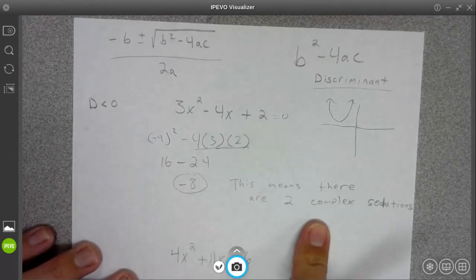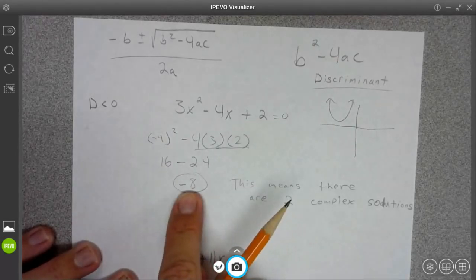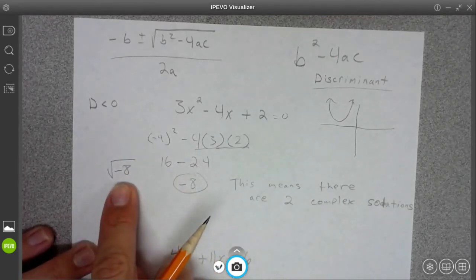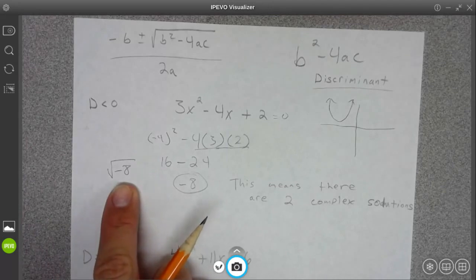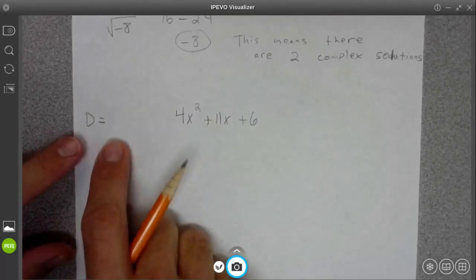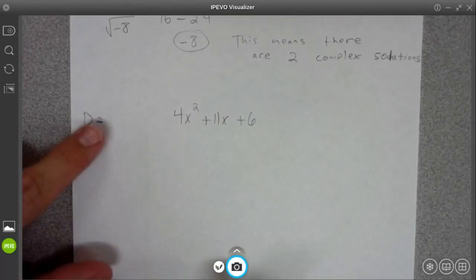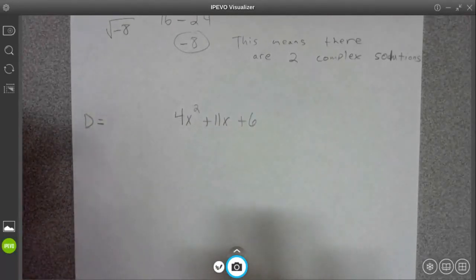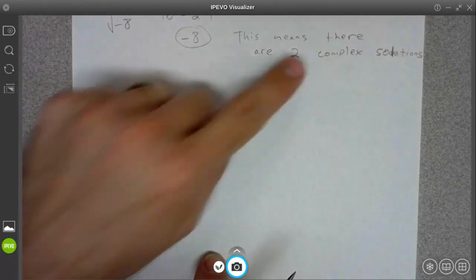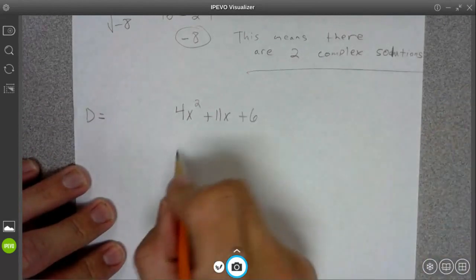And the reason for that is because if negative 8 is under the square root, well, that means you're taking the square root of a negative, and that's how you get imaginary solutions. All right, next one. We're going to see what this is. It's a mystery. All right, so if the discriminant is less than 0, you get two complex solutions.